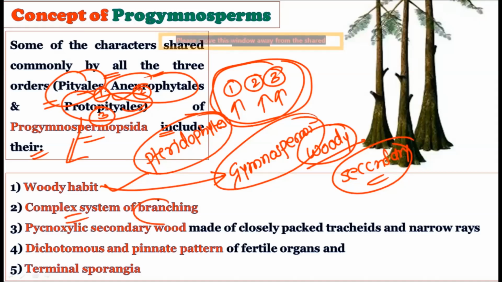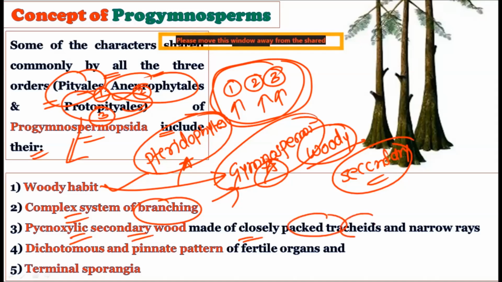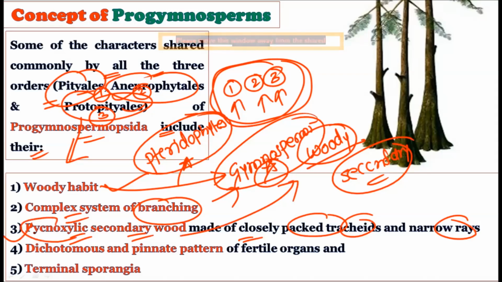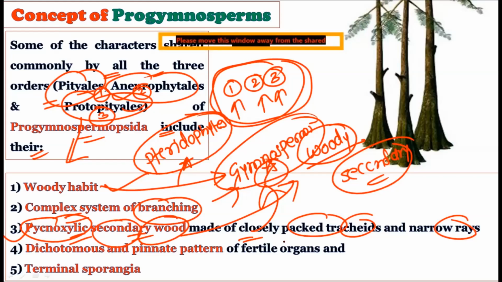See the complex system of branching. The complex system of branching is shown by the pteridophytes as well as by the gymnosperms. Whether it's a pteridophyte or a gymnosperm, both show complex branching, but the more complex branching is found in the present day gymnosperms. Then there is a pycnoxylic secondary wood made of closely packed tracheids and narrow rays. This third point typically belongs to the gymnosperms, because pycnoxylic secondary wood is only found in gymnosperms. So this typical pycnoxylic secondary wood found in these particular orders gives them a characteristic feature of the gymnosperms. So no doubt they were an intermediate form, a transitional form.